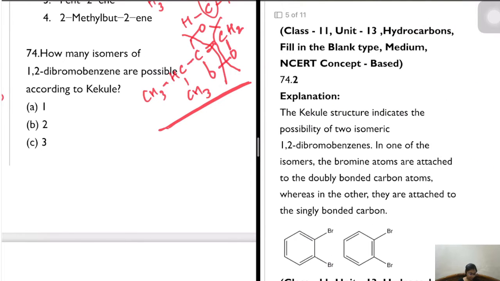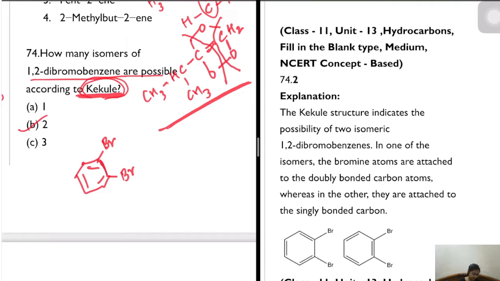Now let's see the next question. How many isomers of 1,2-dibromobenzene are possible according to Kekulé? See, naturally we can have ortho, para, meta, that is we can have 3, but according to Kekulé there are only 2. Why? Because Kekulé considers bromine attached to single bond carbons and to double bond carbons. Okay, so this is the answer.